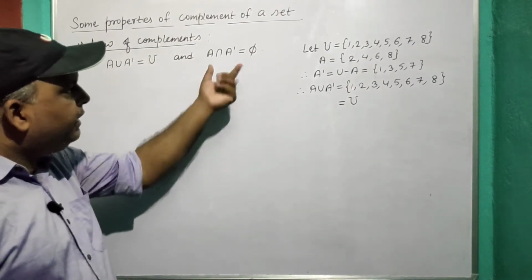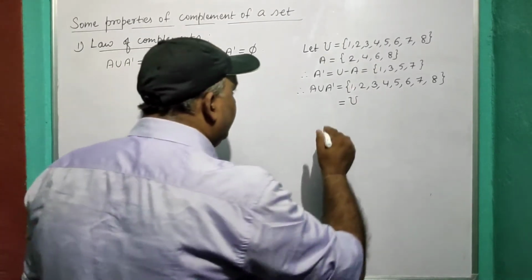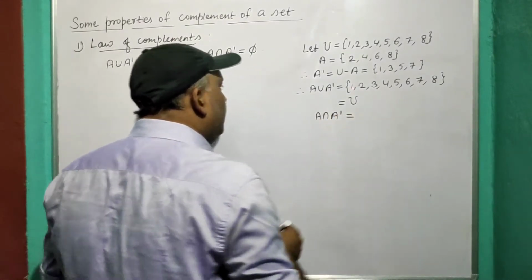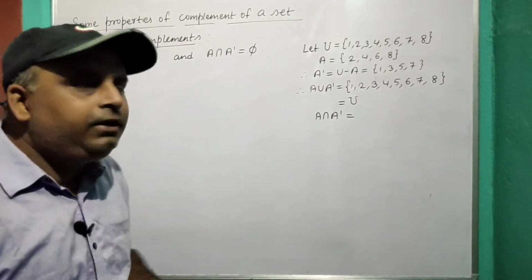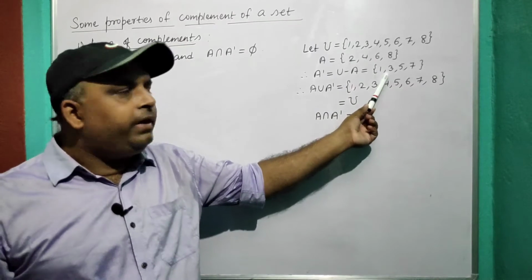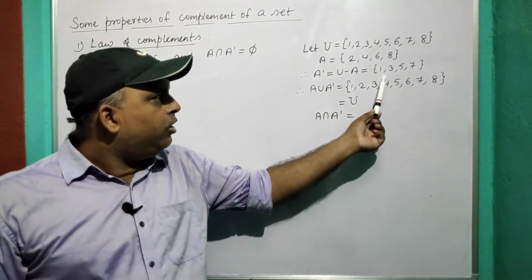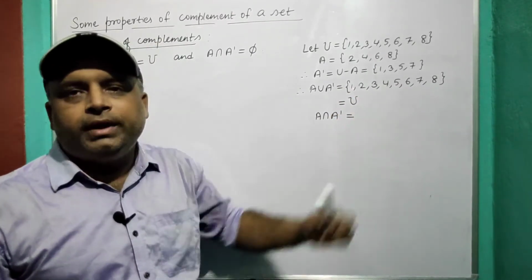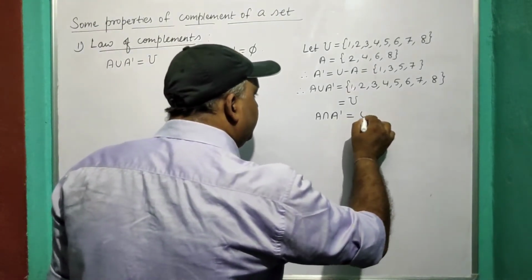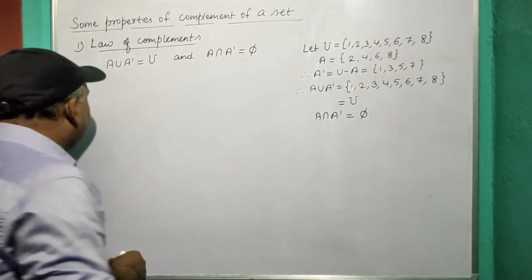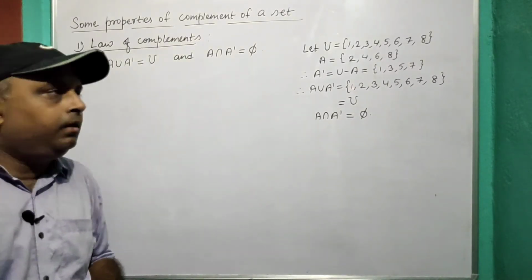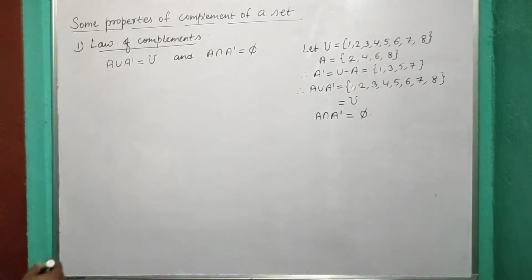If you take the second one, A intersection A dash. Now observe, is there anything common in this A and A dash? This is your A, this is your A dash, and we observe that not a single element is common in both A and A dash, and therefore this A intersection A dash is phi, or empty set. This is what I have written here. So this was your first law.